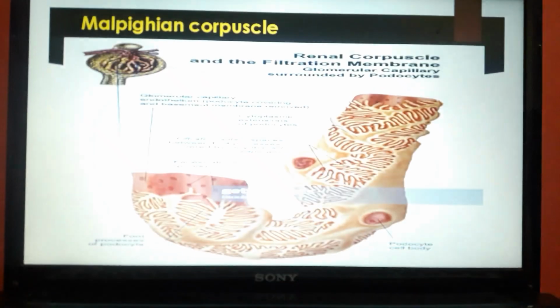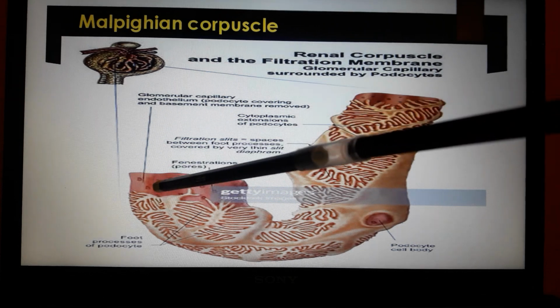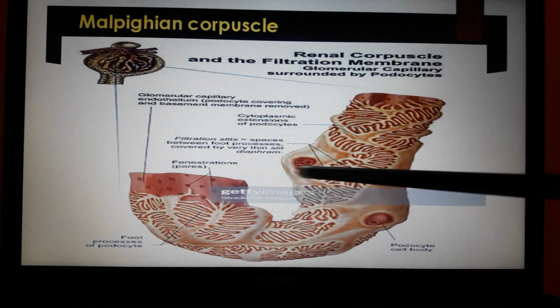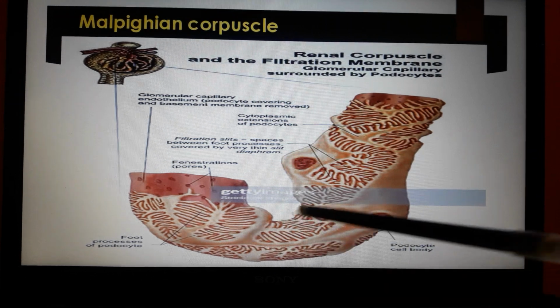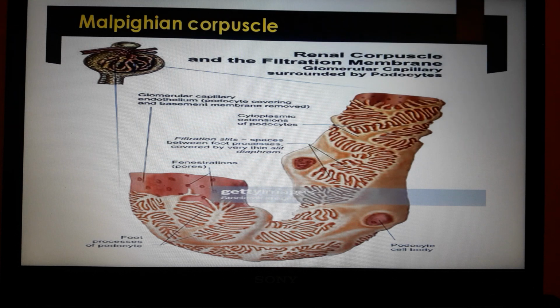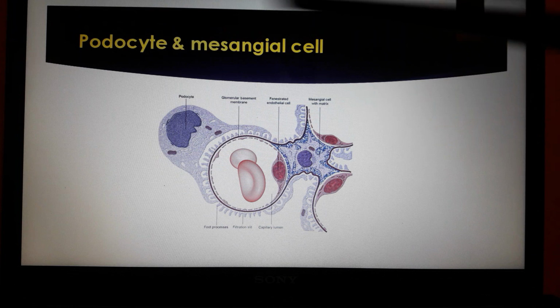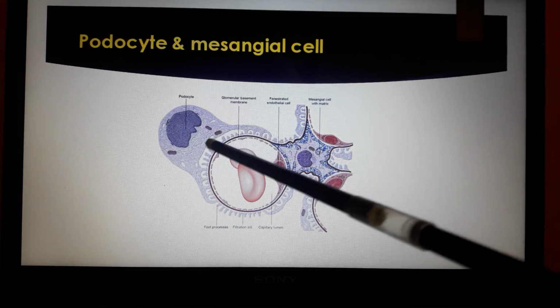Let us now look at the picture. This is the glomerular capillary, surrounded by the visceral layer of the Bowman capsule. These are the podocytes, and there is the pseudopodia. We will see another picture next to understand. In this picture, this is the podocyte, and they have the pseudopodia.